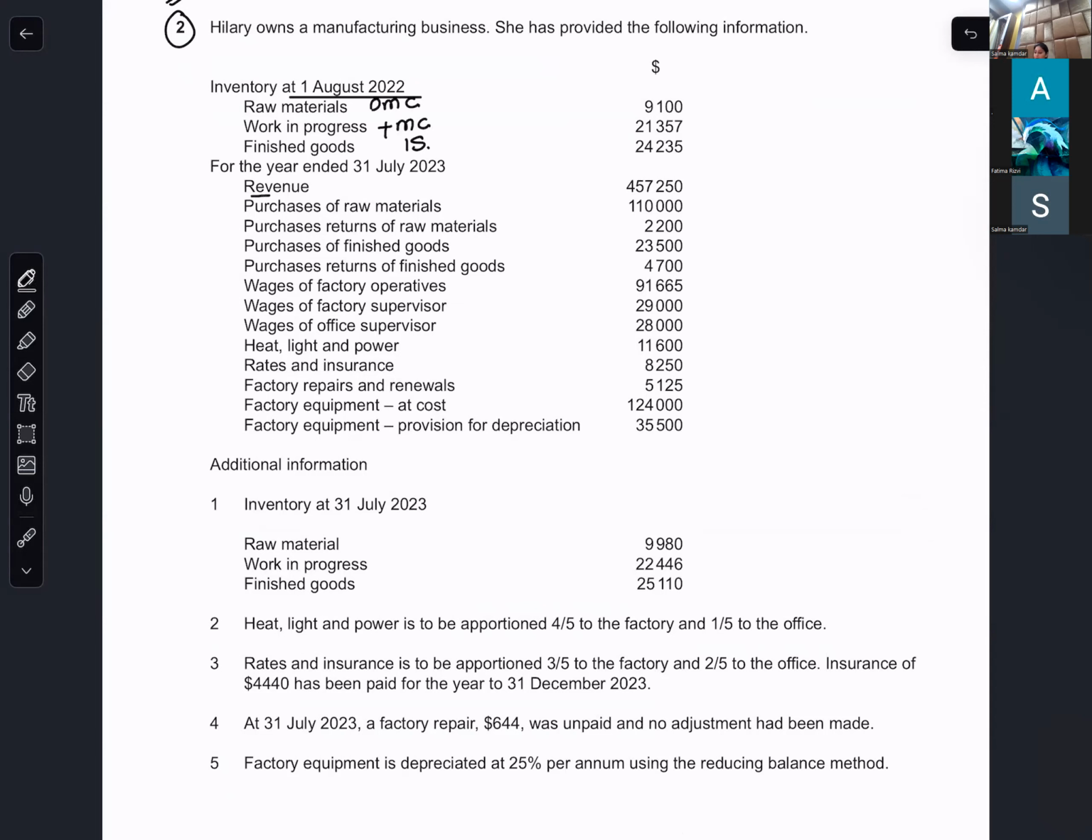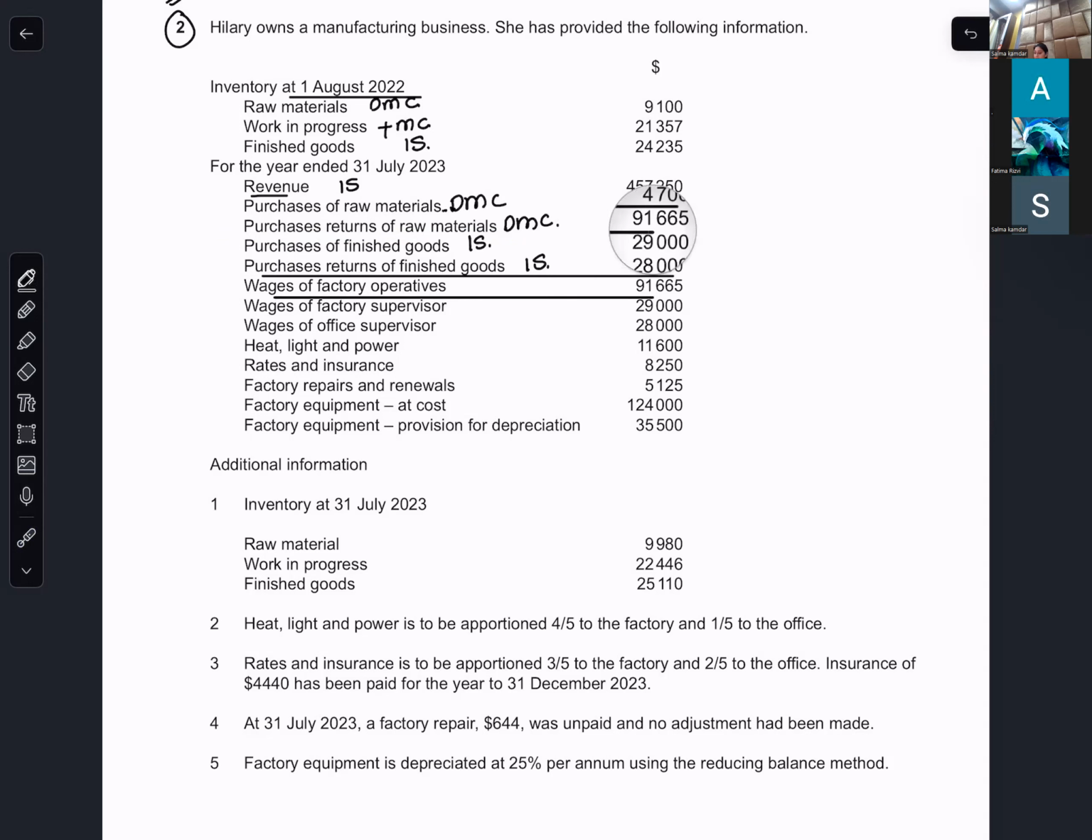Revenue, income statement. Purchase of raw material, direct material consumed. Fatima, read and then say. Purchase returns of raw materials you subtract from direct materials consumed. Read the question and then answer. Fatima. Purchase returns of finished goods you minus it from income statement.